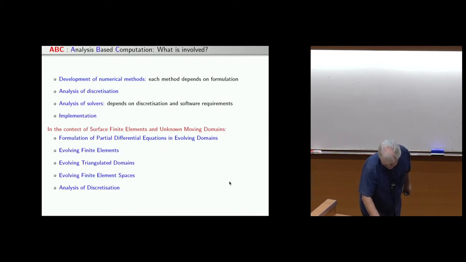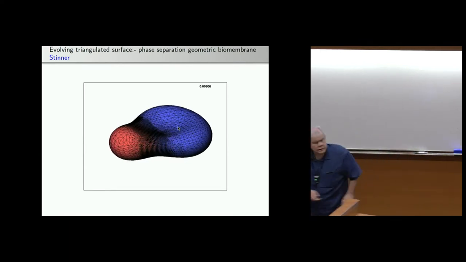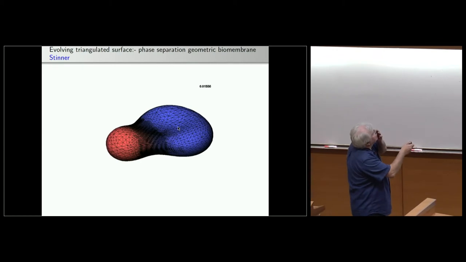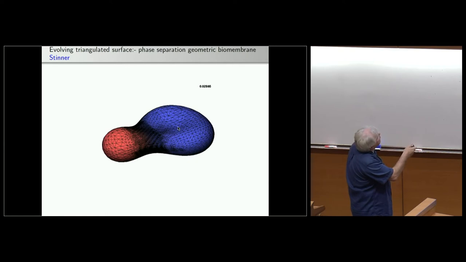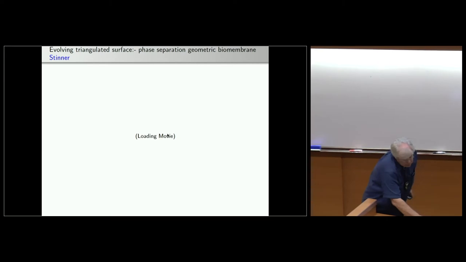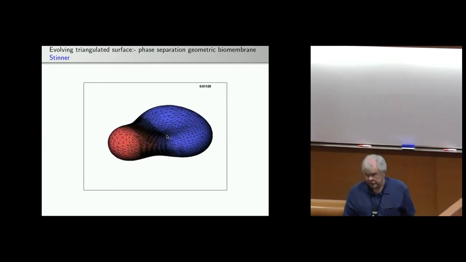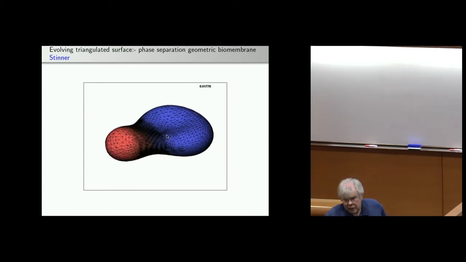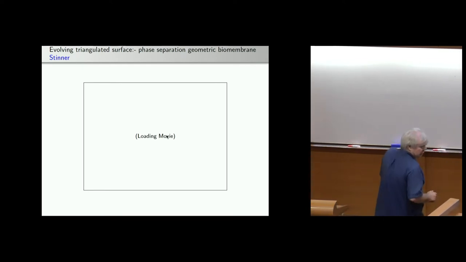So in this instance we have a finite element approximation of the surface, and we want to follow the motion of the triangle vertices. Meanwhile, we're solving this rather nonlinear Allen-Cahn equation on the surface by something which we call the evolving surface finite element method, which I'm not going to discuss.